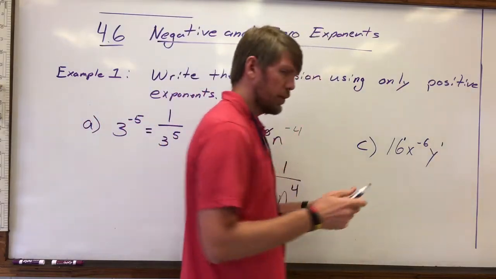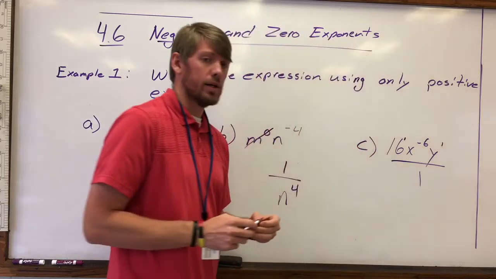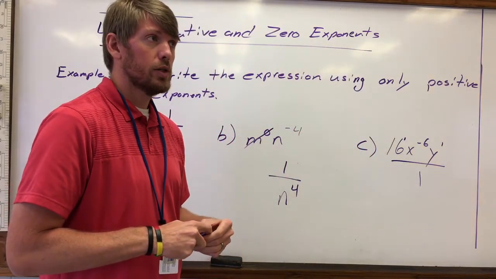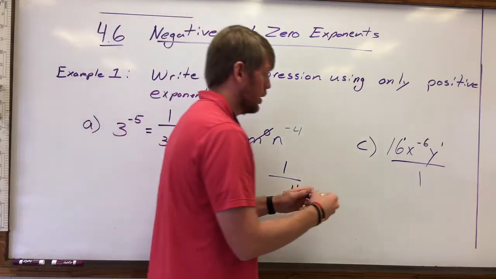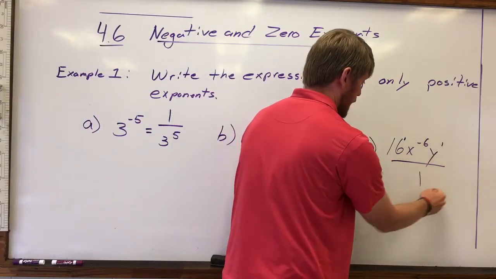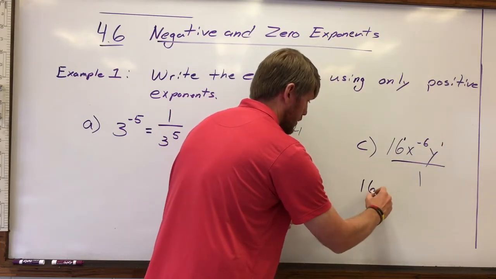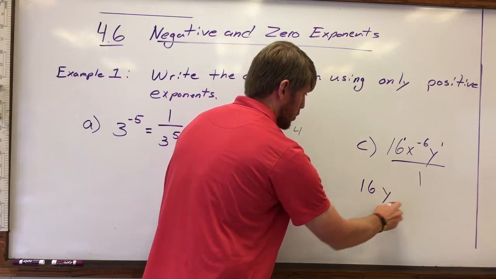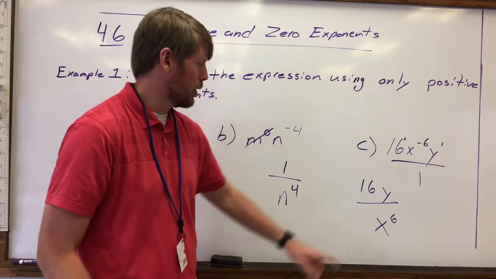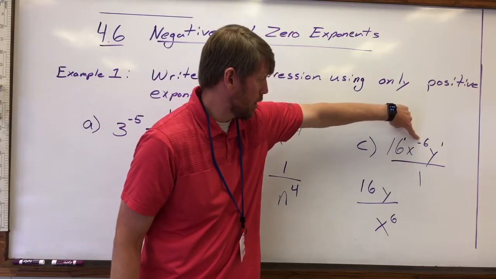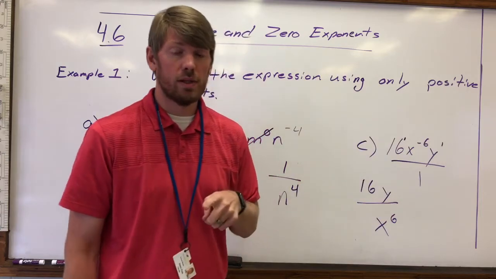So think about it like this. Suppose there was already a denominator there, a denominator of 1, okay? So there's already a place down there that we can move the variable to. I'm going to move it down, and when I do, I'm just going to change the sign of the exponent. So 16 remains in the numerator, y remains in the numerator, but the x term moves down to the denominator, and I change the sign of the exponent from a negative 6 to positive 6.